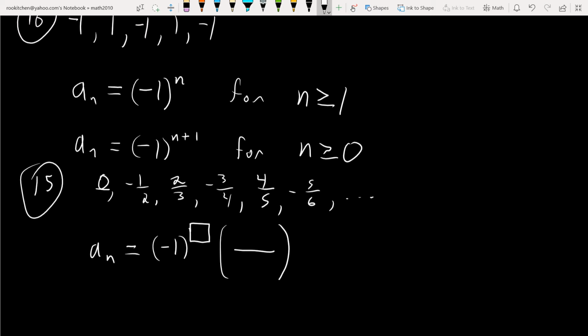So 0 is the same as 0 over 1, right? So in the numerator, it's going 0, 1, 2, 3, 4, 5, etc. And the denominator is just 1 bigger. So whatever you put in the numerator, you're going to have to make the denominator 1 bigger than that.